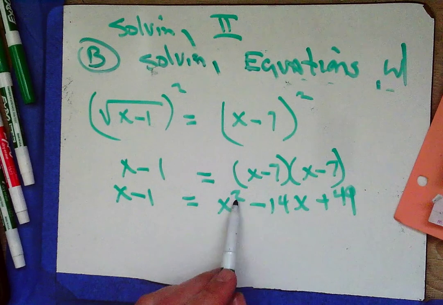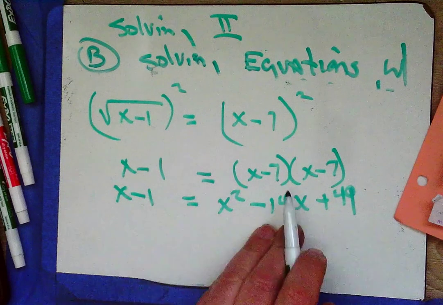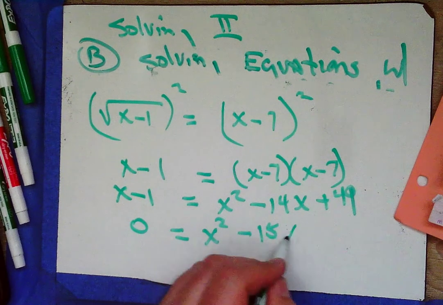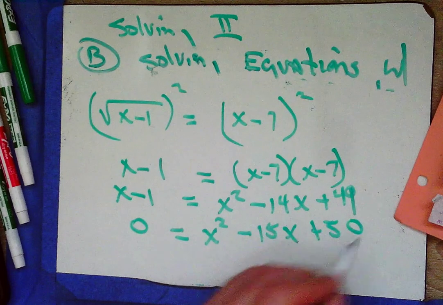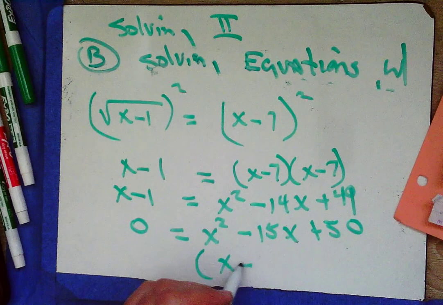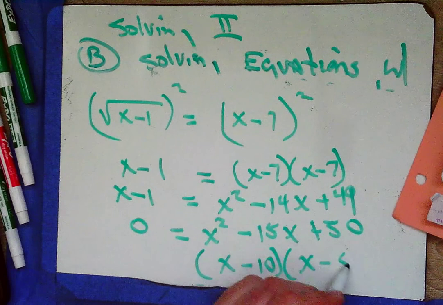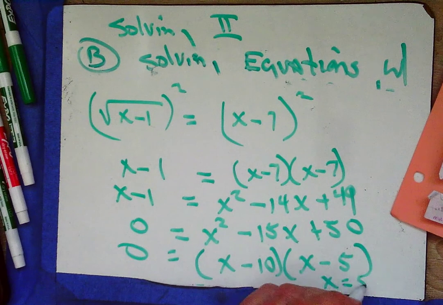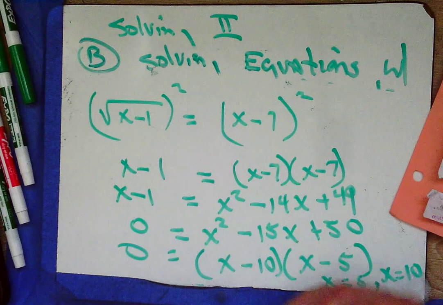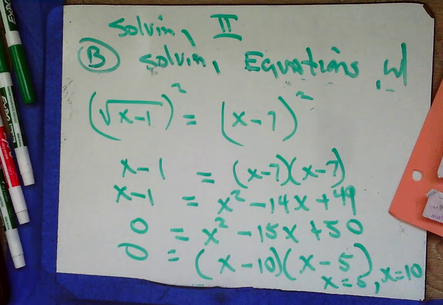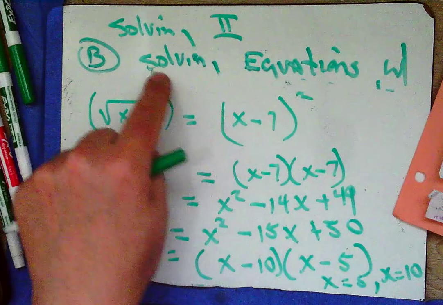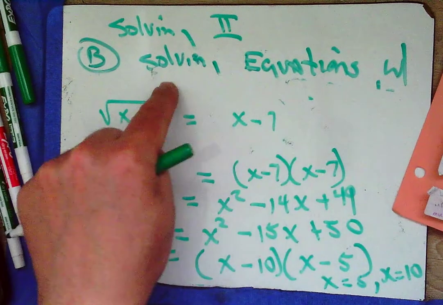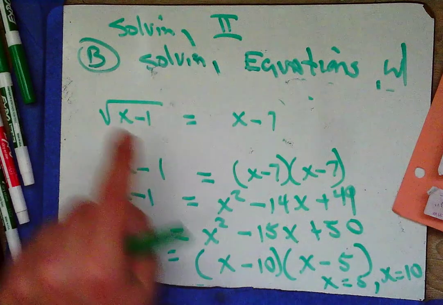And because this is bigger than first degree, I'm going to move everything onto one side. I get x squared minus 15x plus 50. This factors as x minus 10, x minus 5, and so I end up with x equals 5 and x equals 10. Am I done? No, I'm not done, because the very first thing I did was to square both sides of the equation. All right, so let's plug in 5.